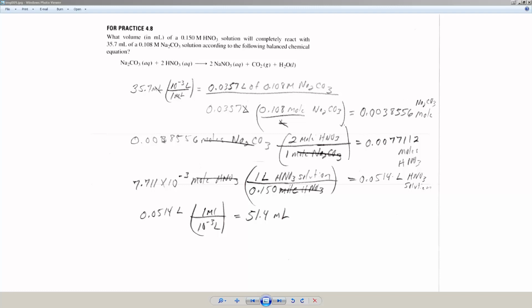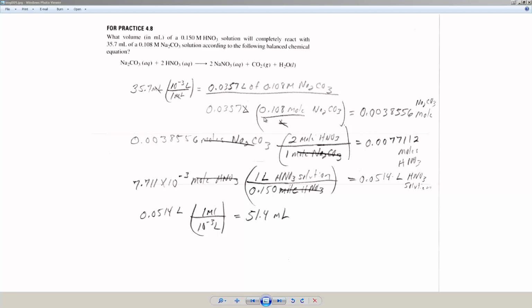Generically, we take that number of moles and use the stoichiometric coefficients from the balanced equation. We use 2 moles of nitric acid for every 1 mole of sodium carbonate. That means we will use double the number of moles of nitric acid. All right, so then we bring that number down and multiply it by the inverse of its concentration.